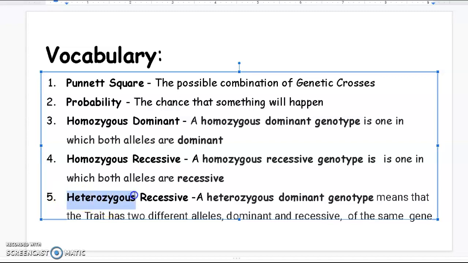Now, heterozygous means that both alleles are different. Two different alleles. One will be dominant and one is recessive. And so a heterozygous is a hybrid. It is a mix of a capital letter and a lowercase letter.